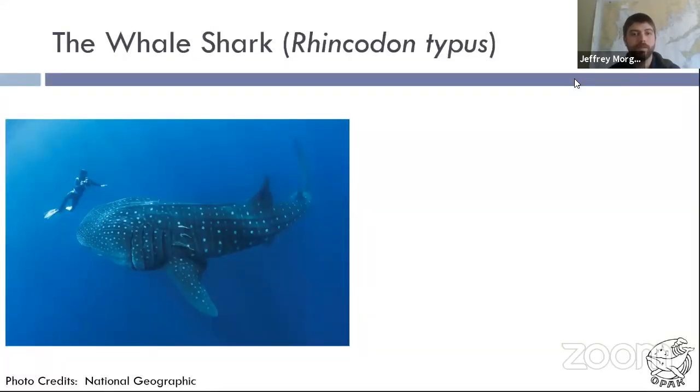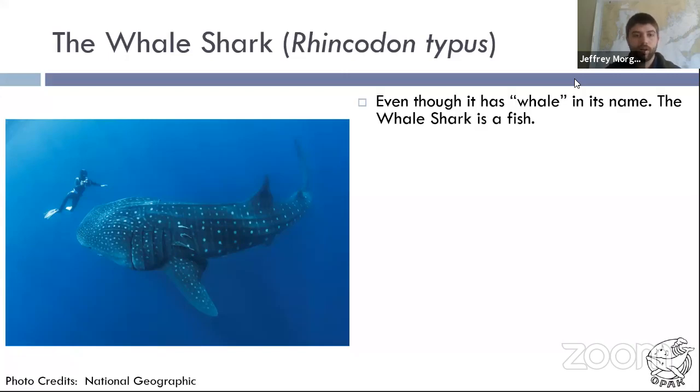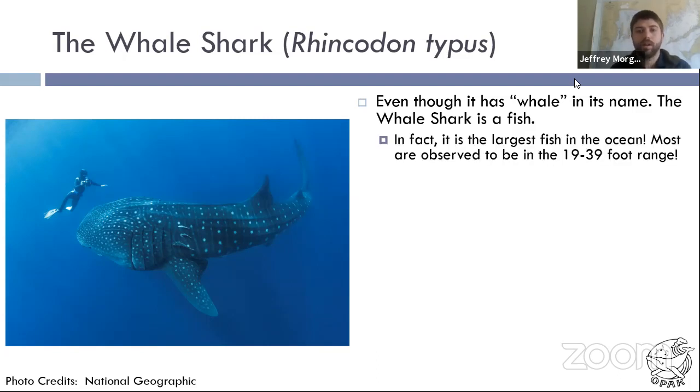All right, so now that we know a little bit about the anatomy and adaptations of our fish, we're going to start with one of our cartilage fish, the biggest fish in the ocean, the whale shark. It is a shark. It is not a whale. It has the name whale because of its giant size. Whale sharks are usually about 20 to 40 feet big.